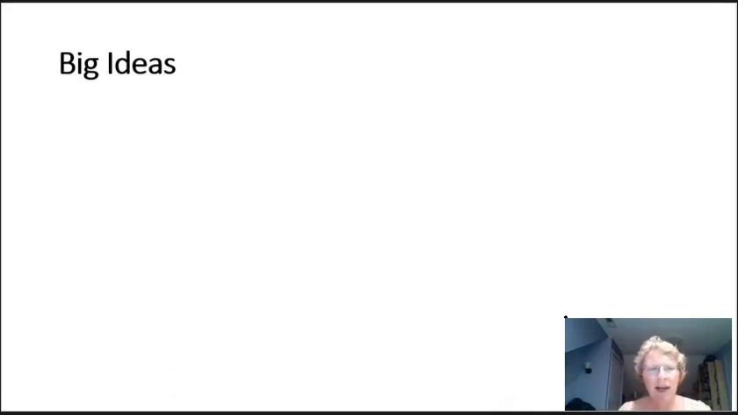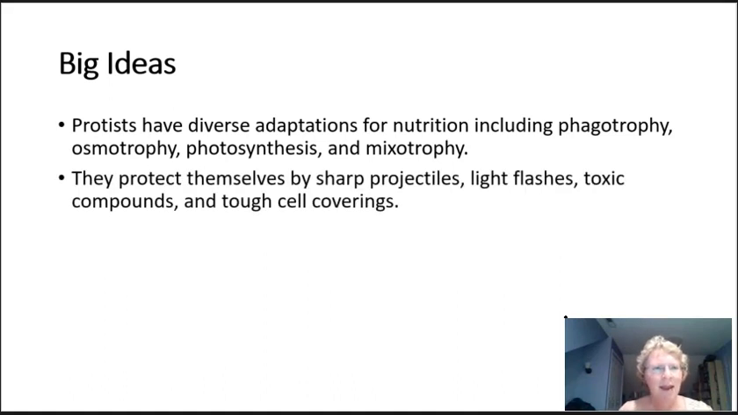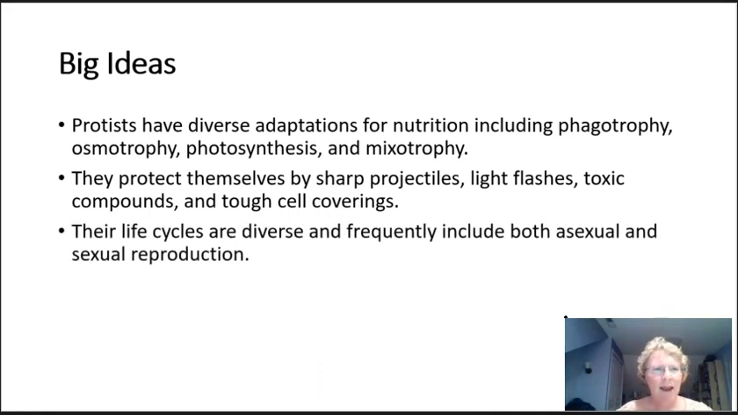So our big ideas for this lecture: protists have diverse adaptations for nutrition, including phagotrophy, osmotrophy, photosynthesis, and mixotrophy. They protect themselves by sharp projectiles, light flashes, toxic compounds, and tough cell coverings. And their life cycles are diverse and frequently include both asexual and sexual reproduction.